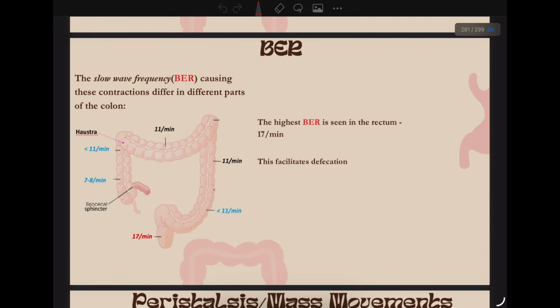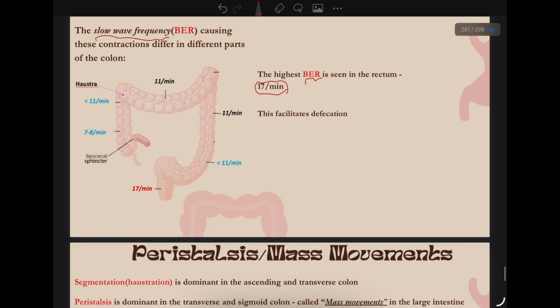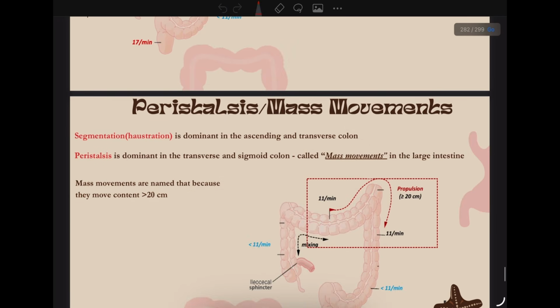What's the basic electrical rhythm? It's basically the slow wave frequency. Do you remember the waves that we talked about? It sets basically the maximum action potentials that this part of the intestines can have. And the highest BER that we have in the intestines is in the rectum, which is 70 minutes. Why? Because the rectum should always be empty, and we will discuss that later. Either the feces go out or they go back into the sigmoid colon. We will talk about that.